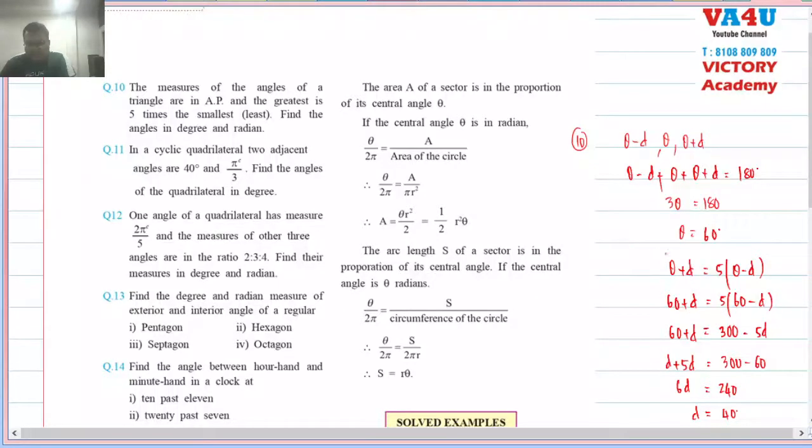So what are the angles? Theta is 60. 60 plus 40, 100. 60 minus 40, 20. These are the angles. We found the angles in degrees. You can find them in radians.